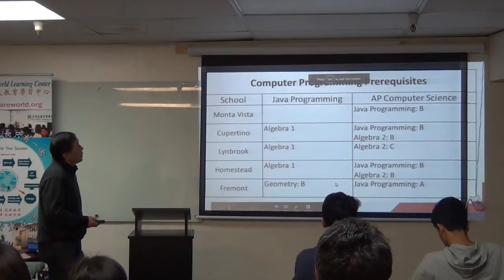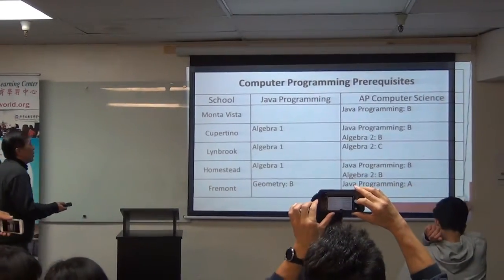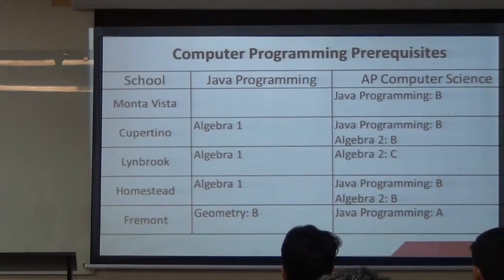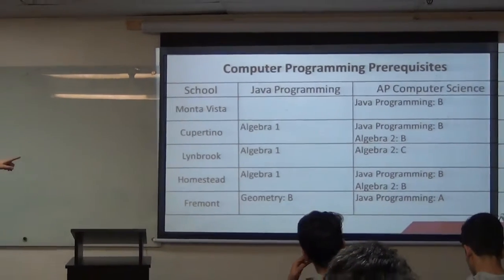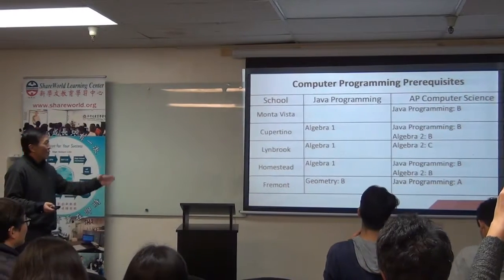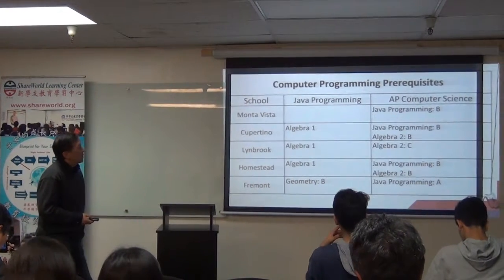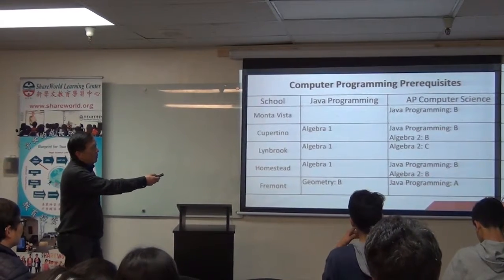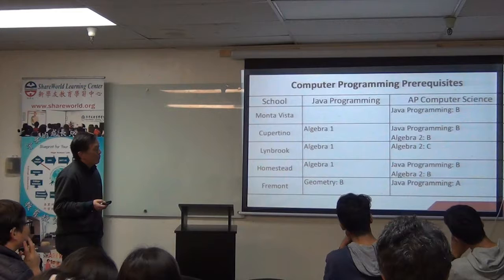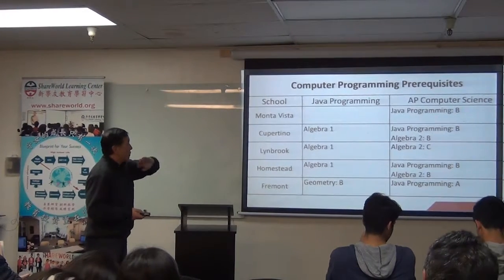Oh, I want to jump to this one. This is the breakdown. Another slide, taking Monte Vista as the example. What does it mean? In order to take Java programming, you need to have at least Algebra 1, right? Most of the high schools are like that. In Fremont High, this one is interesting. It requires geometry. I don't know why, but it's very interesting. In order to take AP Computer Science, at least at most schools you have to have taken Java programming already, either in school or you have taken it elsewhere and can prove you're able to do Java programming, right? And of course some math over there.